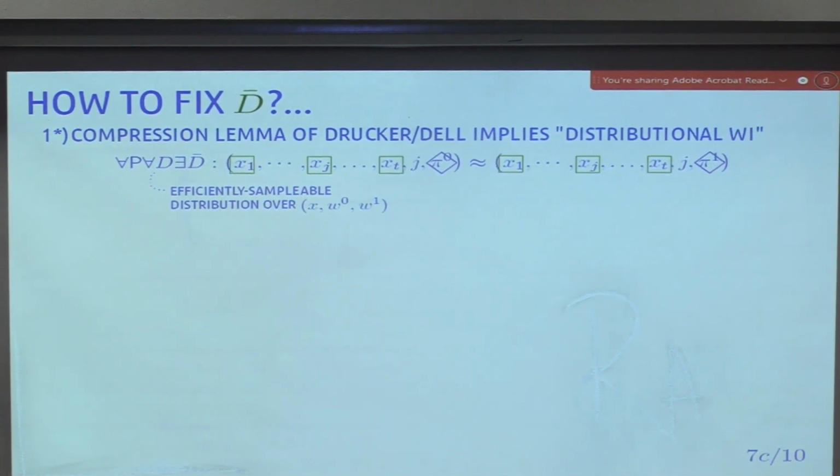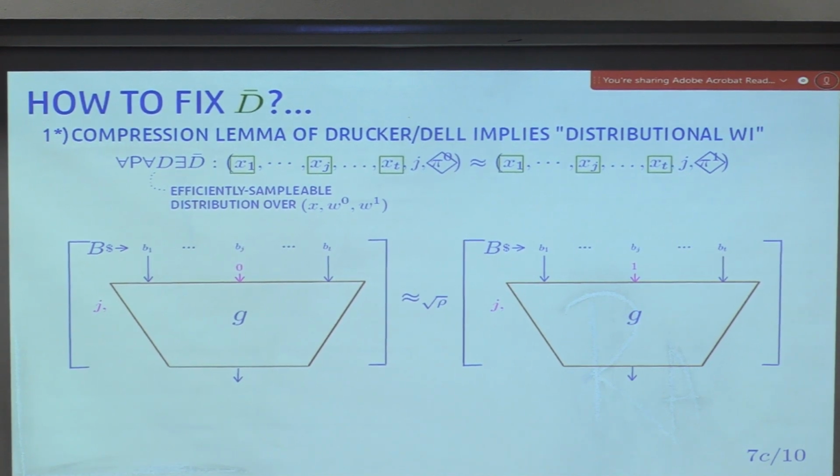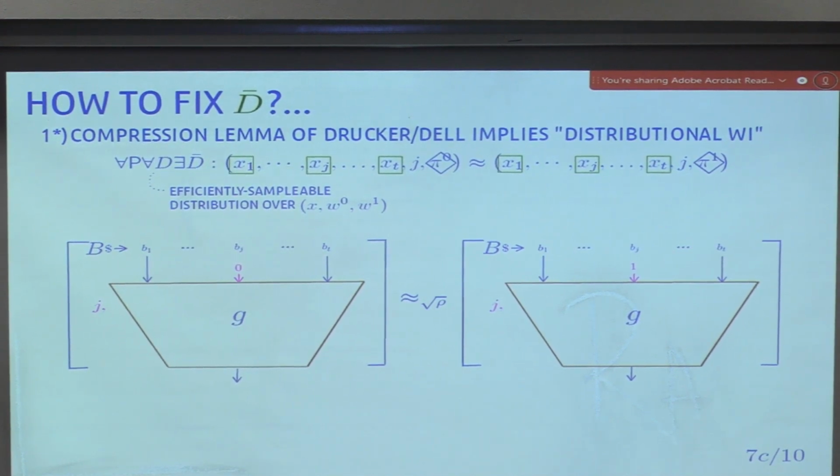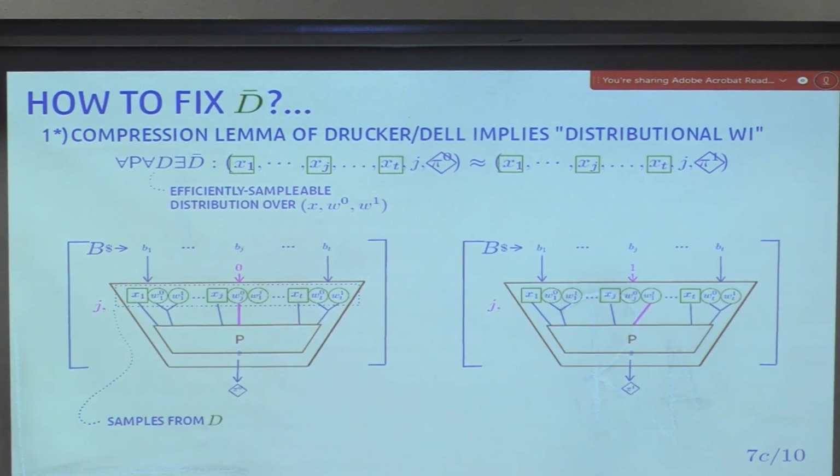And the previous argument actually gives you more. Fix any distribution on instance witness pairs, you still have a similar guarantee. Previously we argued for a worst case instance witness pair. Now we are saying for a distribution over the instance witness pair, you have a similar guarantee. The argument is similar, right?